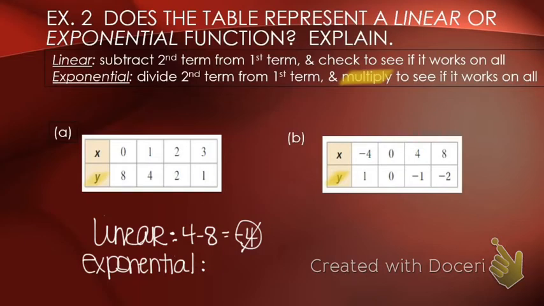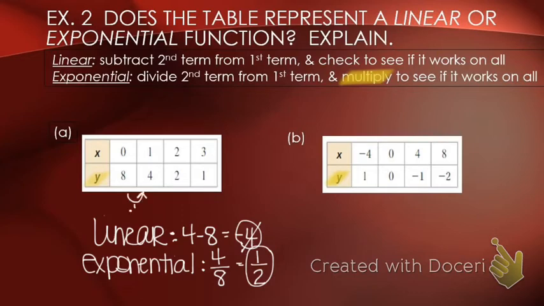All right? So here's how we do it. We take the second term, which again, what's the second y value? 4. And we divide it by the first y value. What's the first y value? 8. And so that gives me what? Careful. That gives me 1/2. So I take 1/2 and I multiply it all the way across and I see if it works.